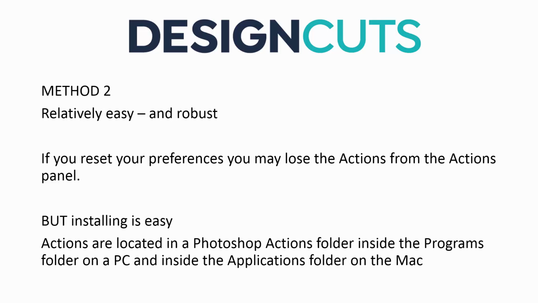Method 2 is relatively easy and it's fairly robust. The same thing will happen. If you reset your Photoshop preferences, you might lose the actions from the Actions panel, but reinstalling them is pretty easy. The actions are going to be located in a Photoshop Actions folder inside your Programs folder if you're working on a PC, and inside the Applications folder on the Mac. So this is a fairly robust and, for me, probably the recommended solution for most people. I'm going to show you this solution.